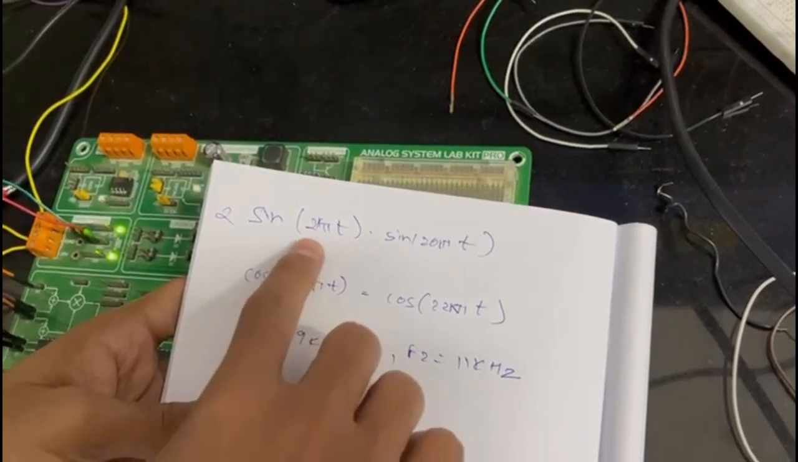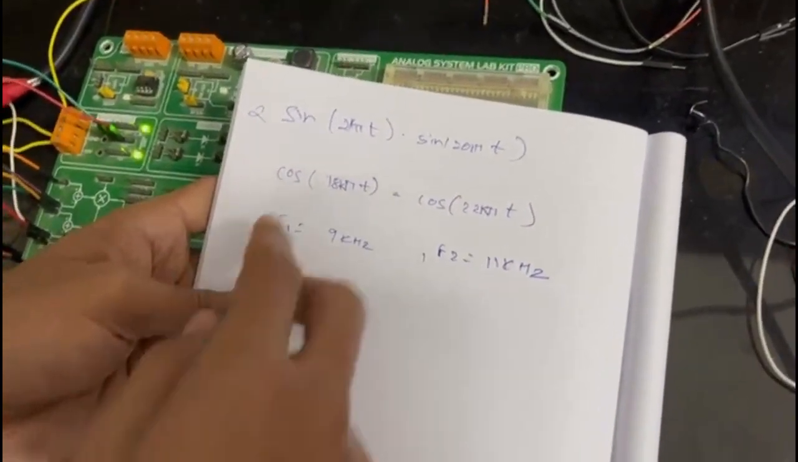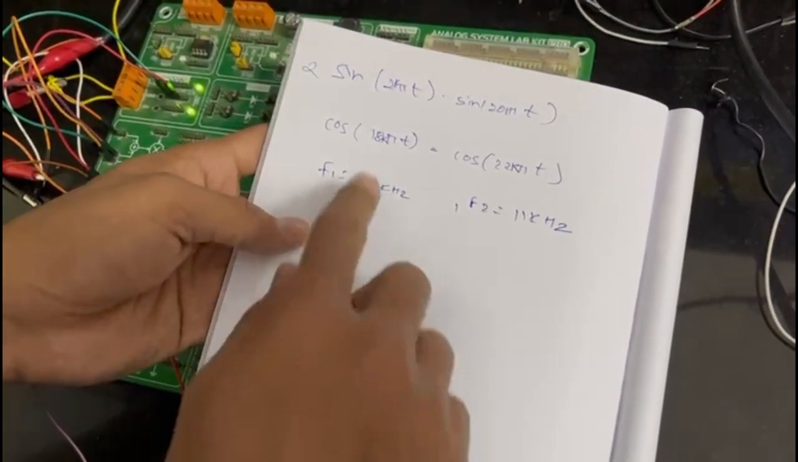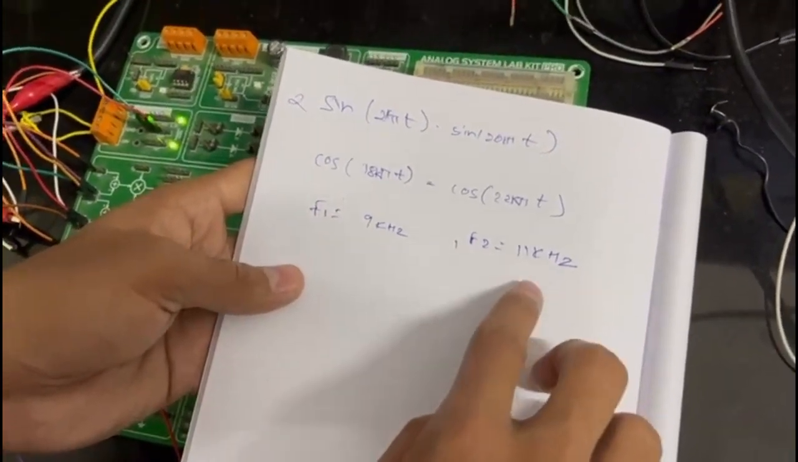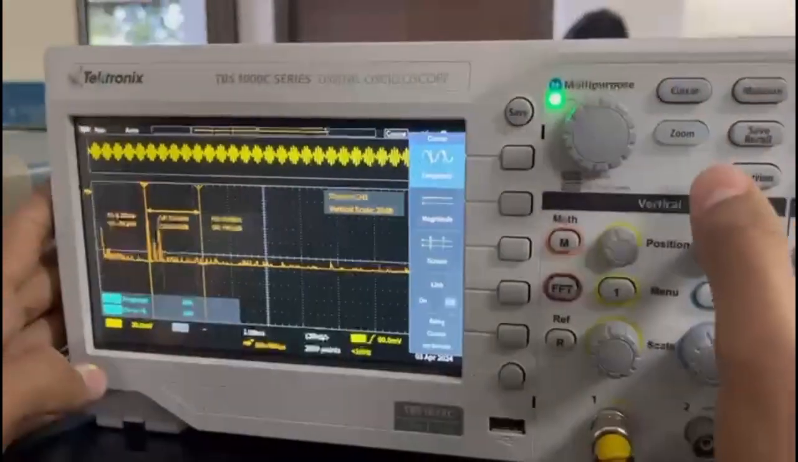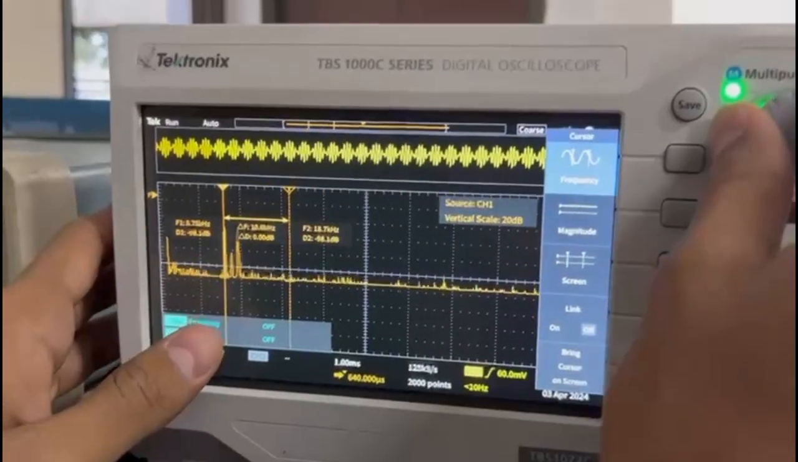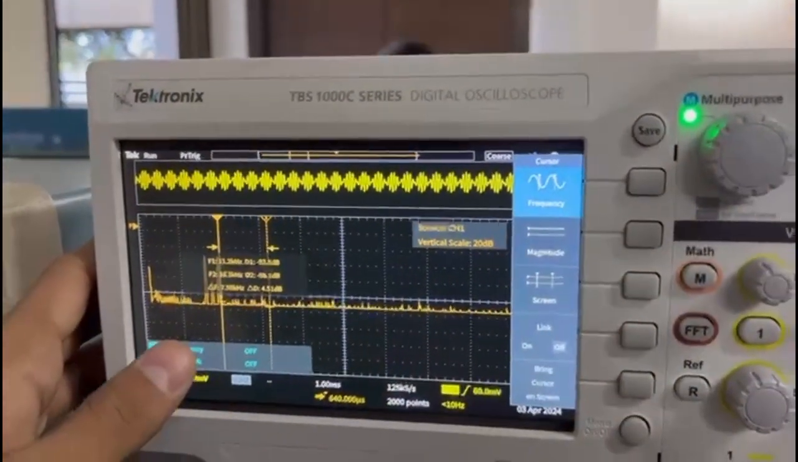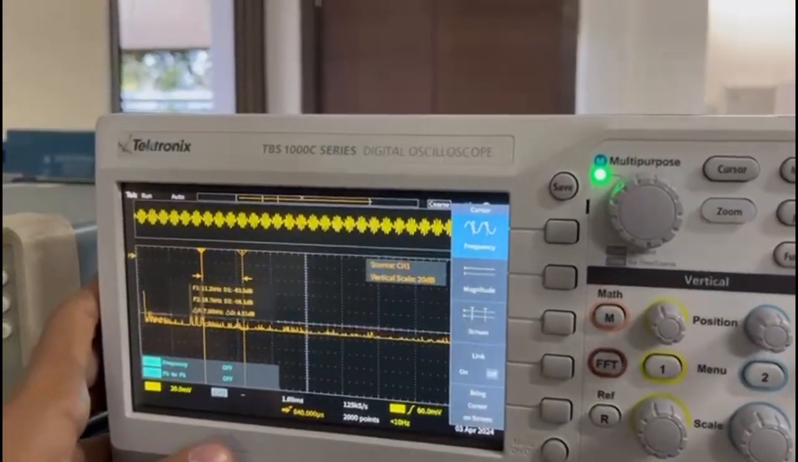2 into sine of 2k pi t into sine of 20k pi t. On simplifying, we get cos of 18k pi t minus cos of 22k pi t, from which we can infer that we should get two frequencies, 9 kilohertz and 11 kilohertz. We should get peaks in the FFT here. Let's verify. On the cursor, as we can see, the peaks are at 8.75 and 11.2, and thus it is verified.